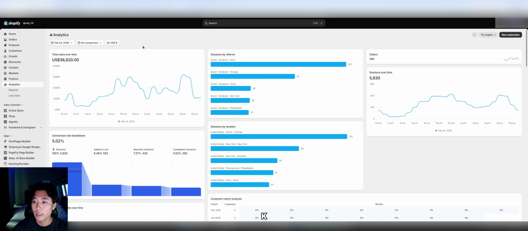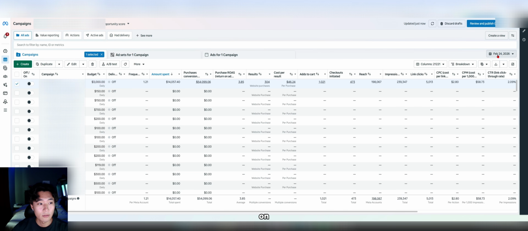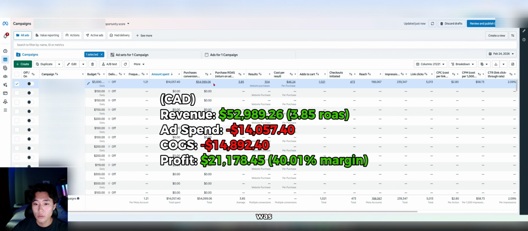Without further ado, this is going to be the product. Just briefly go over the winning ad itself. So this was the 38.8K in a day, and then just to show you guys on February 24th here, this is the ads manager. Now this is in Canadian currency, so it does equate to 54K in Canadian, and we can see that we hit a 3.85 ROAS on that day. So profit was really good this day, obviously a very healthy ROAS.